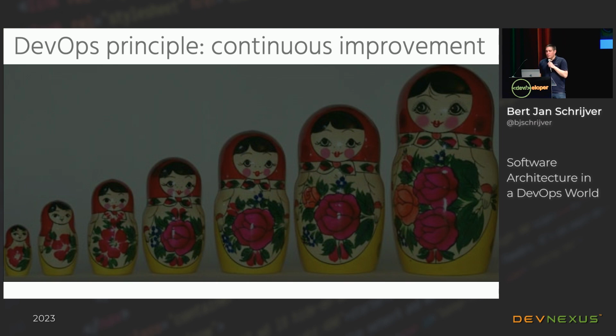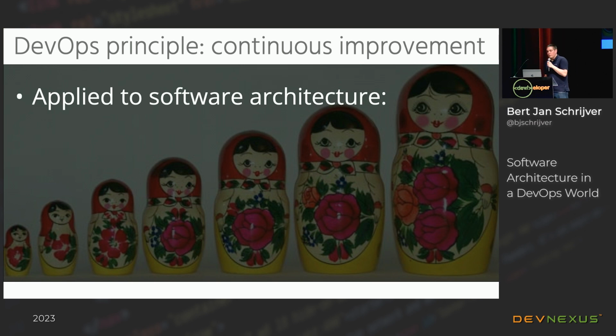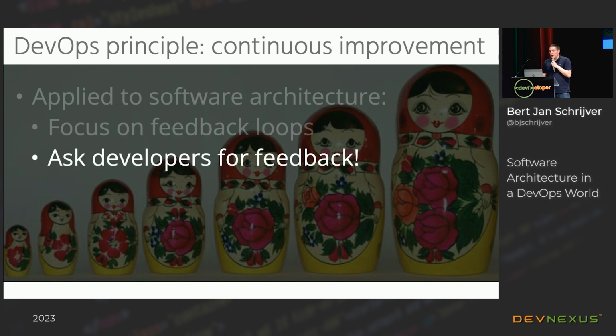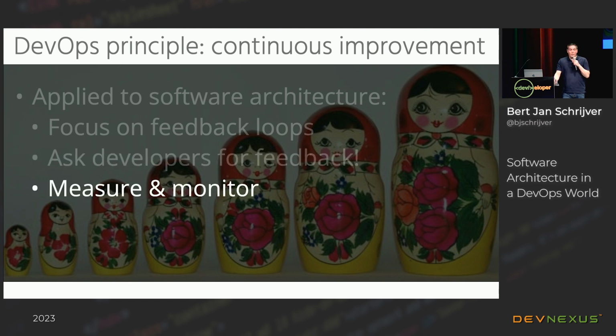So the next principle is continuous improvement. If you apply continuous improvement to software architecture, it's obviously focusing on those feedback loops. The arrows should be going up and down. It's about asking developers for feedback. What I designed, does it work for you? And does it help you? It's about measuring and monitoring. So the things I designed that will make the application scalable, does it actually help in the response time we're seeing, or in the failure rates, or in errors we see in the logs?